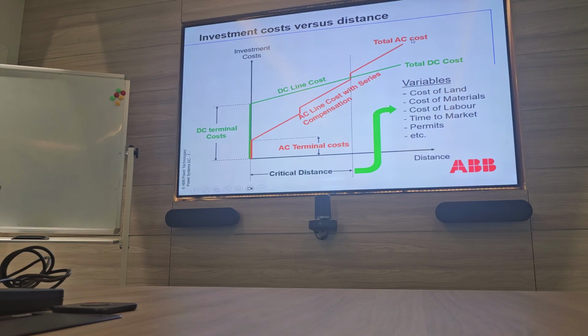Is the critical distance different from one country to another? That is mostly like 600 kilometer to 800 kilometer. But it depends upon various parameters: cost of land, cost of material. From country to country it will differ, right? But the range will be like 600 kilometer to 800 kilometer.